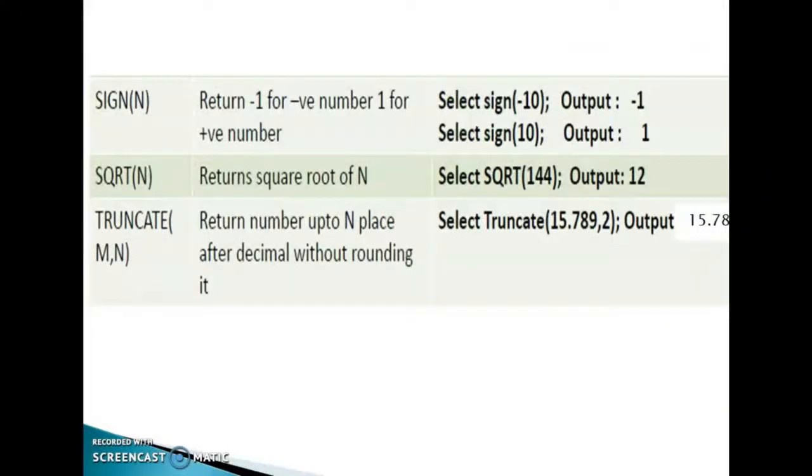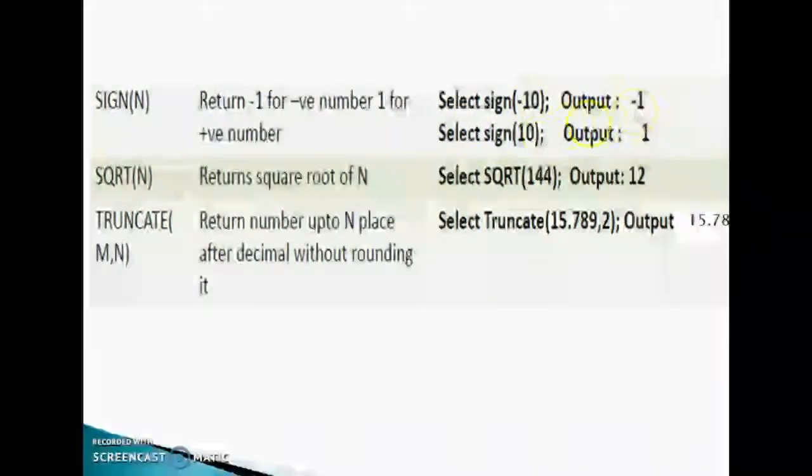Then SIGN returns -1 for a negative number and 1 for a positive number. SIGN(-10) gives -1, SIGN(10) gives 1. SQRT is the square root of n. SQRT(144), the output is 12.